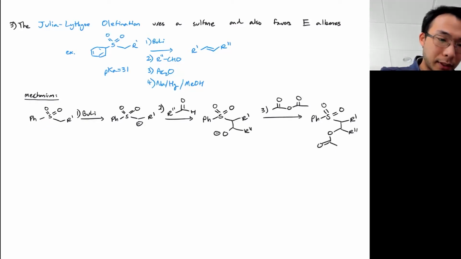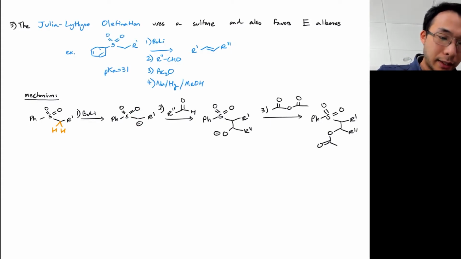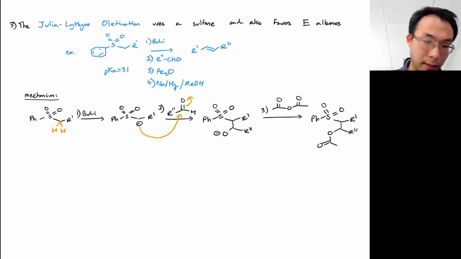The initial step is deprotonation. So of these two hydrogens, those should be pretty acidic, pKa 31. Those get deprotonated, getting us to the carbanion. That carbanion can then do an addition to the aldehyde. That gets us to this intermediate here.